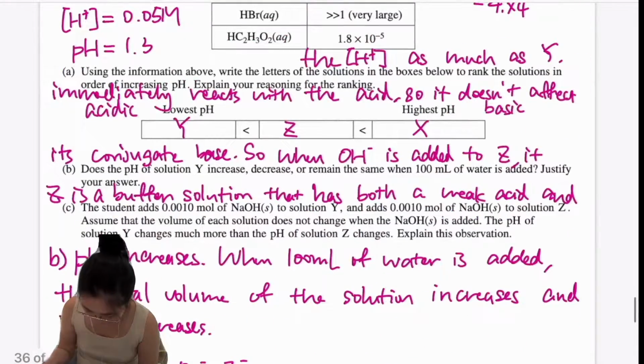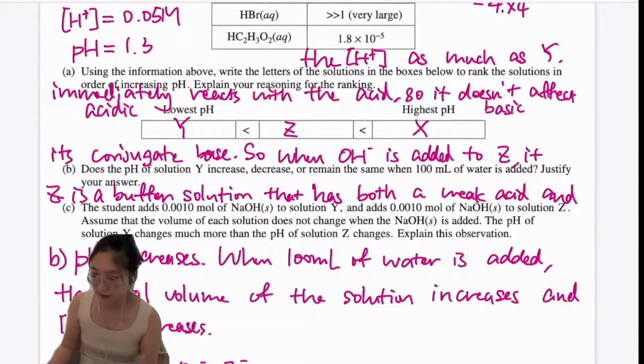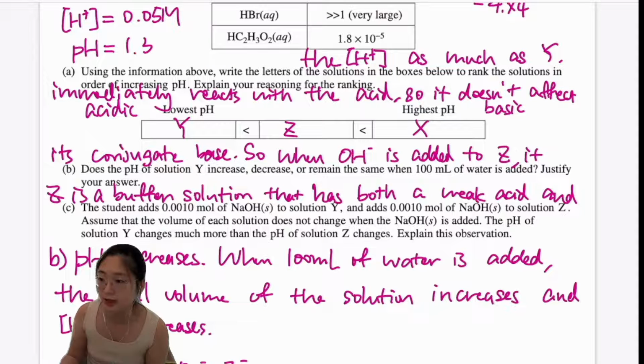So going back to that question, solution Y is just an acidic solution. It has only the strong acid in it. And solution Z is the buffer solution, and a buffer solution can resist the change in pH.